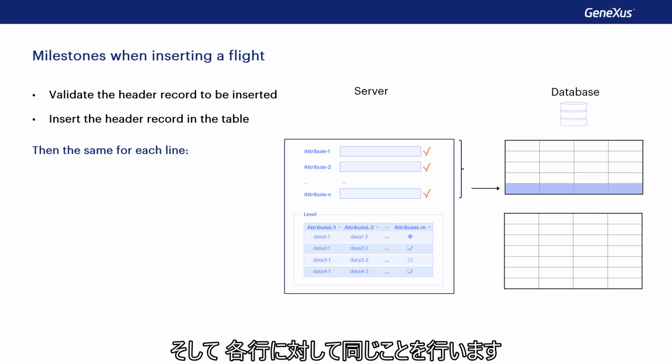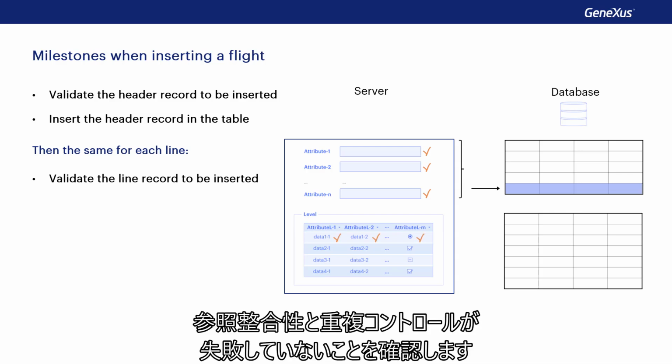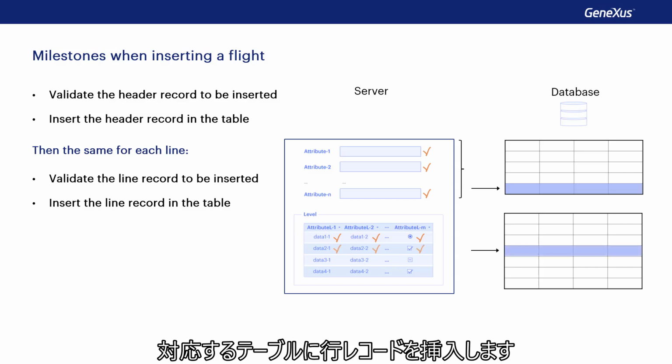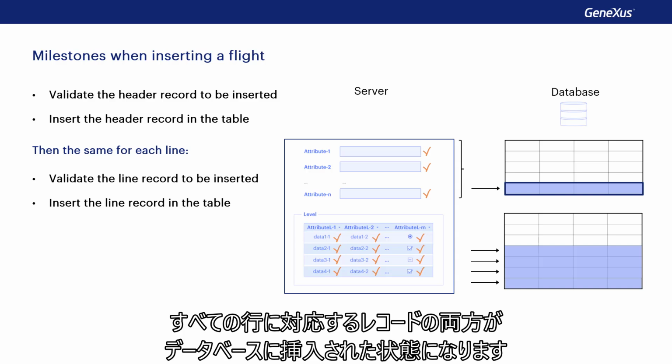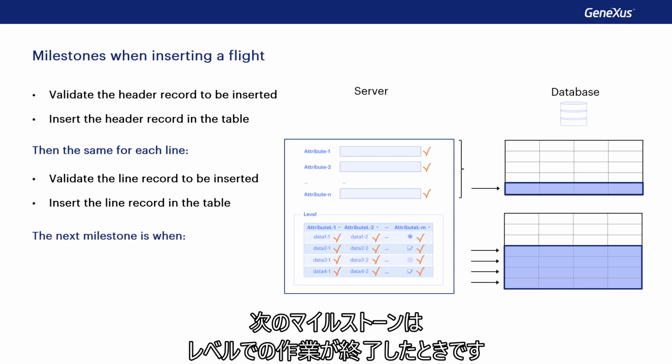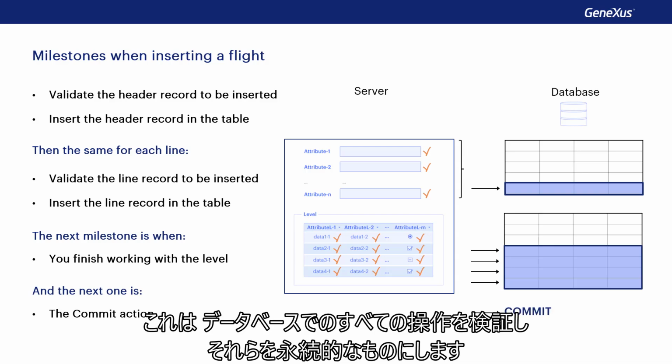Then, we do the same for each line. Validate the record of the line to be inserted. It makes sure that the referential integrity and duplicate controls did not fail. Insert the line record in the corresponding table. At the end of this process, where both the record corresponding to the header and those corresponding to all the lines have been inserted in the database, the next milestone is when you finish working with the level. And the next one is the commit action, which validates all these operations on the database, making them permanent.